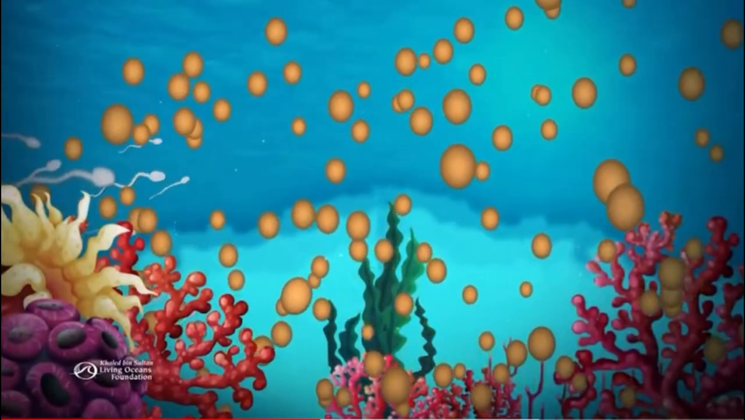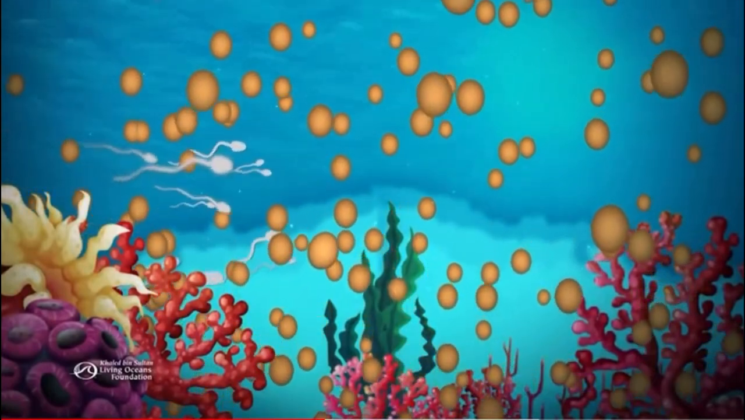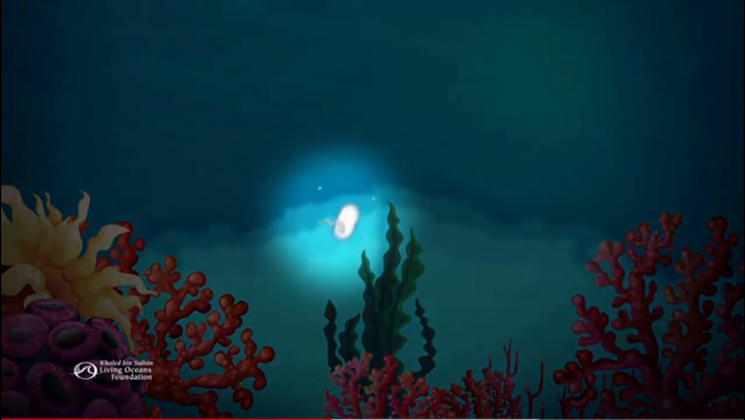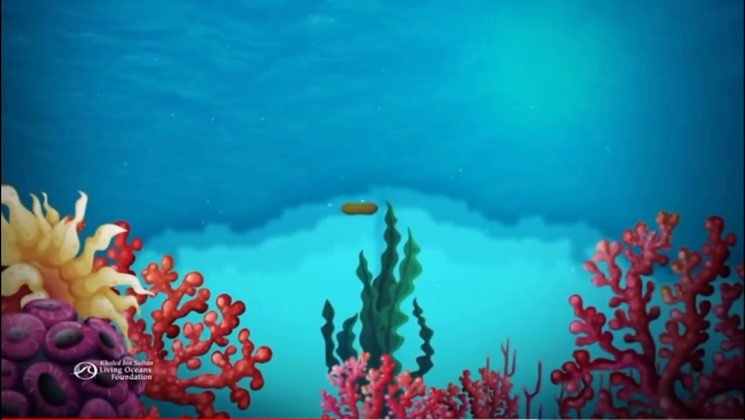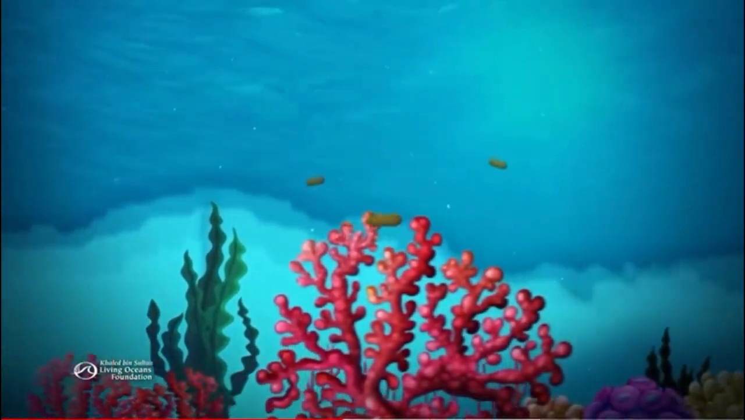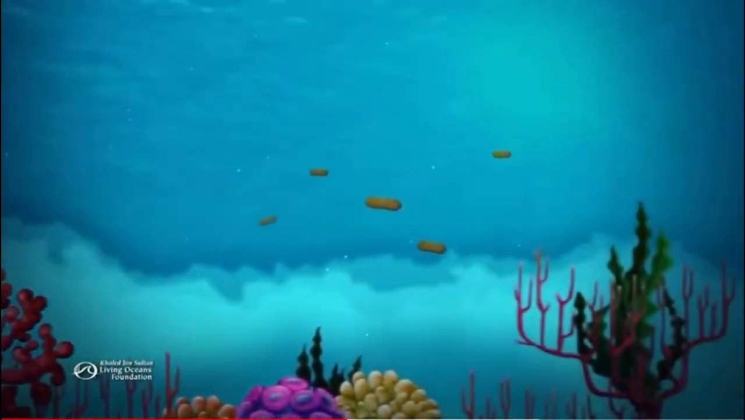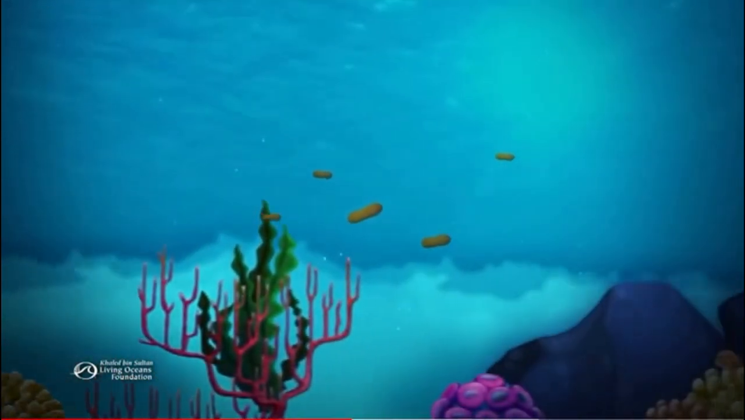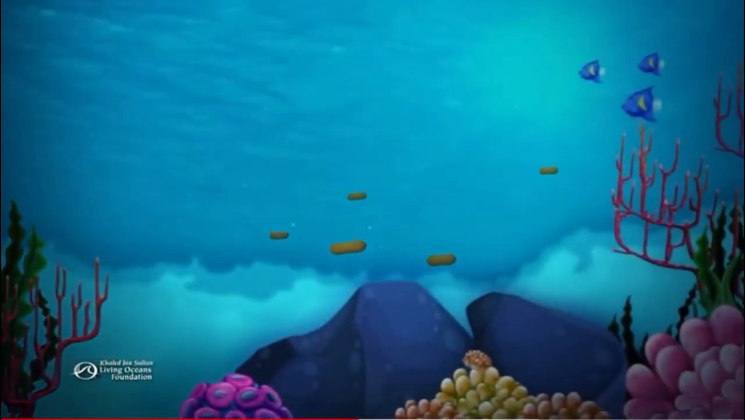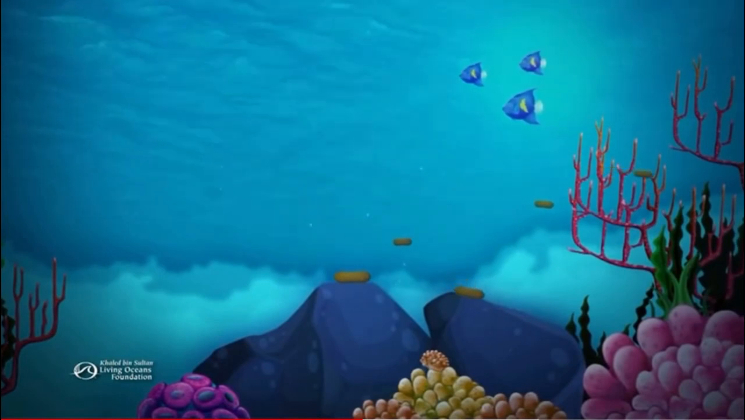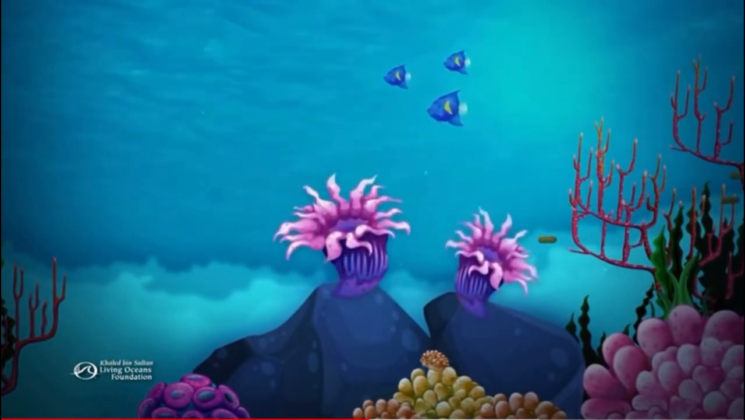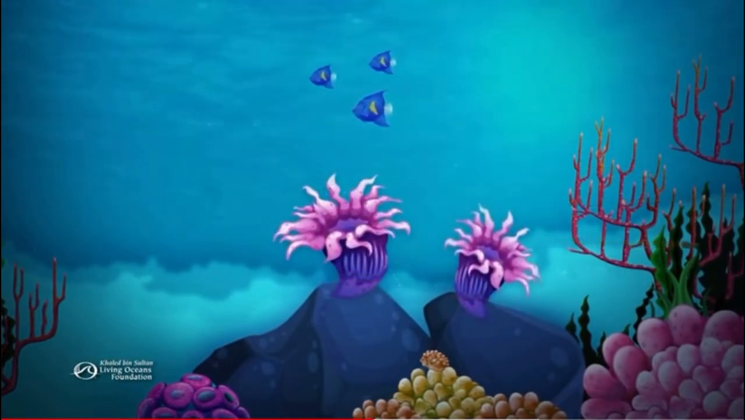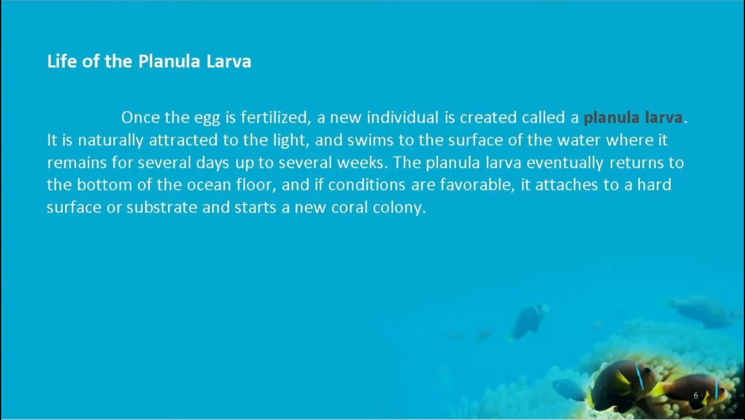At spawning, male and female gametes combine and form a free-floating planula, or coral larva. Tiny planulae can drift for weeks in ocean currents before settling on a hard surface, like rocks, and developing into the corals that make up a reef. The life of the planula larva.